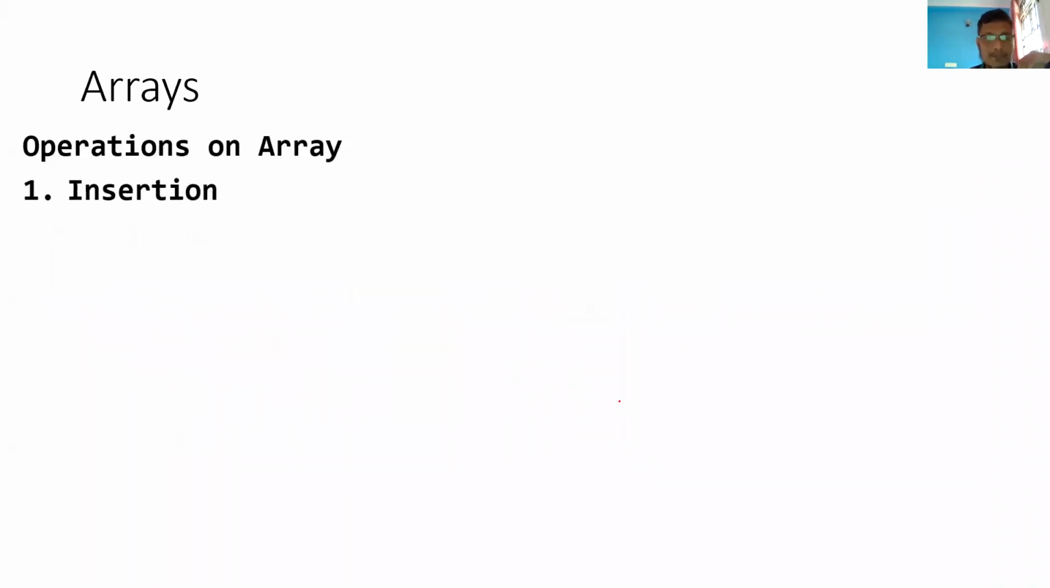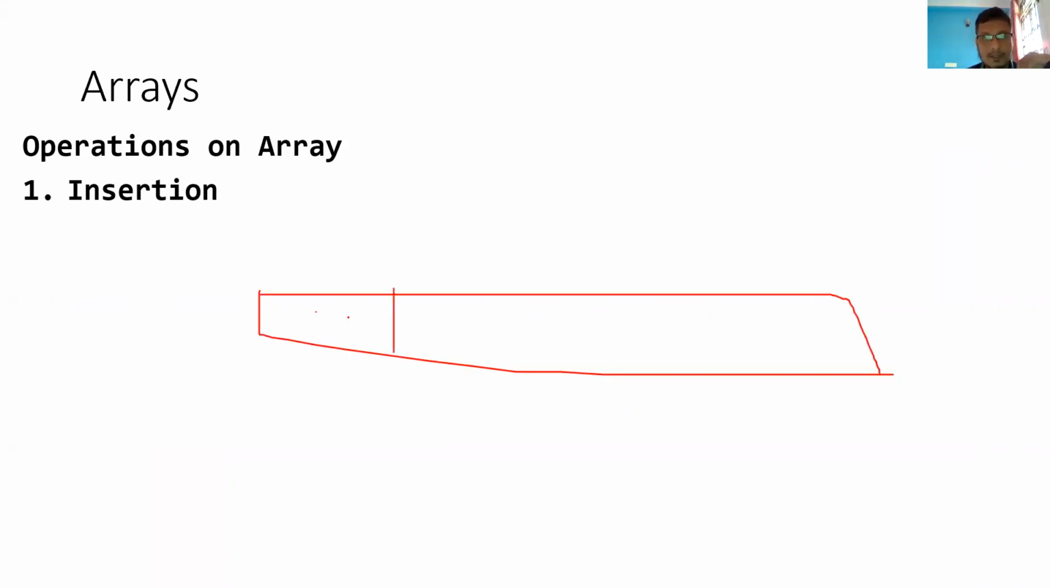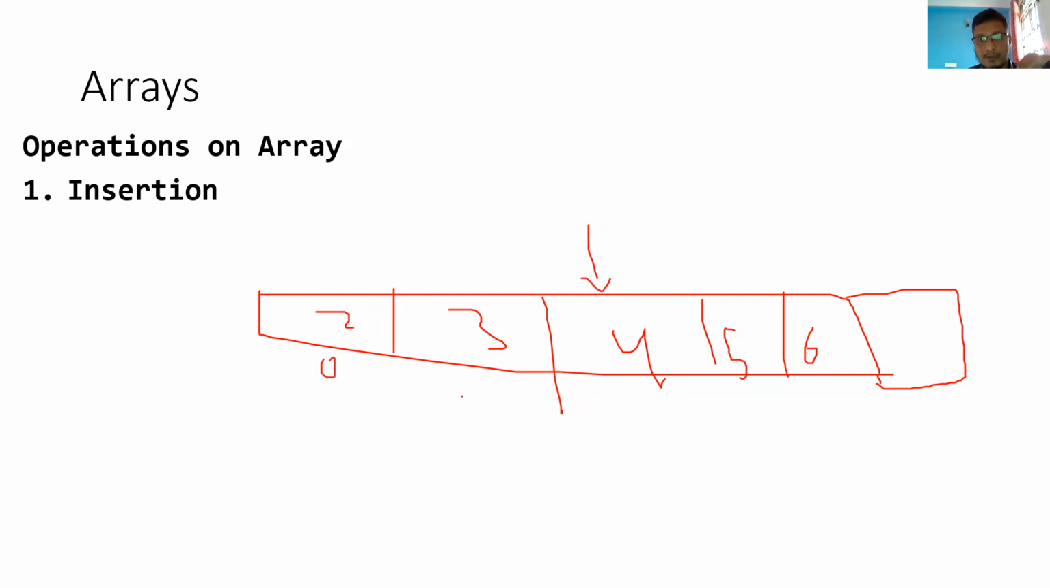Okay, so insertion. What do you do for the insertion? For example, let's say this is an array you have. You have some elements like 2, 3, 4, 5, and 6, right? And let's say there is one empty place here. So let's say you want to insert at index 2. This starts with 0, 1, this is the second index. Okay, so you want to insert some element at index 2, right?